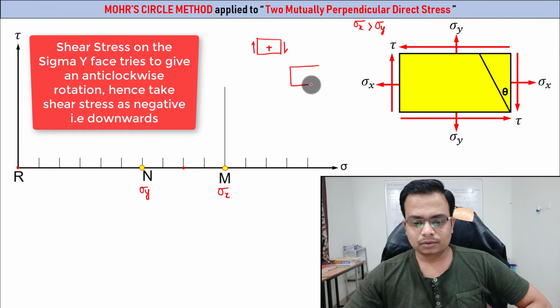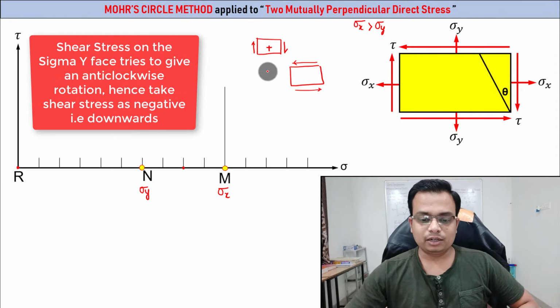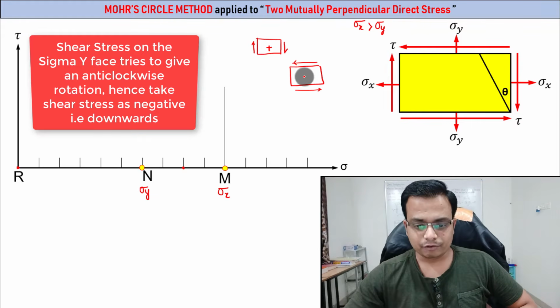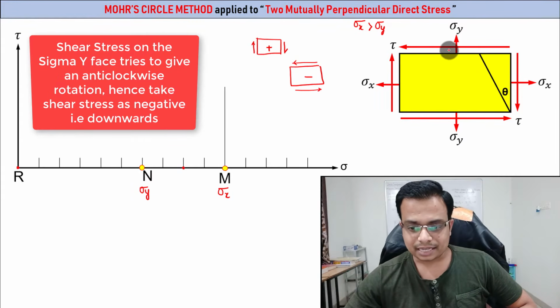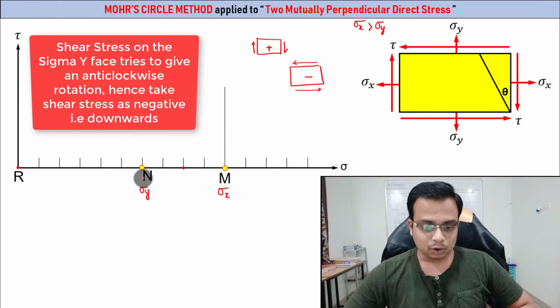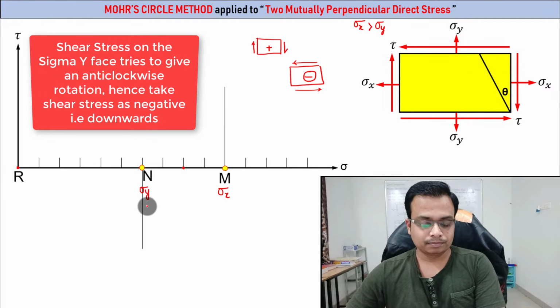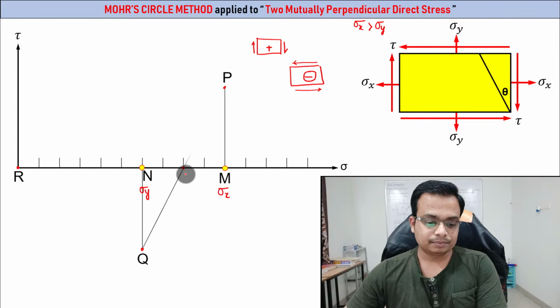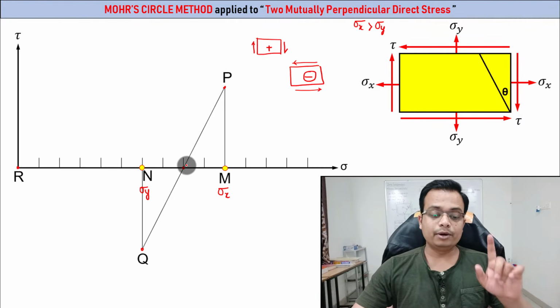What about the sigma y? If you take a look, this is sigma y, and this appears to be in the anti-clockwise sense, therefore negative. So the shear stress on the sigma y face is acting here, downwards. Negative sign means downwards. There you go. That's it. And when you join these points, you'll automatically get the center. Now you've got OP and OQ.